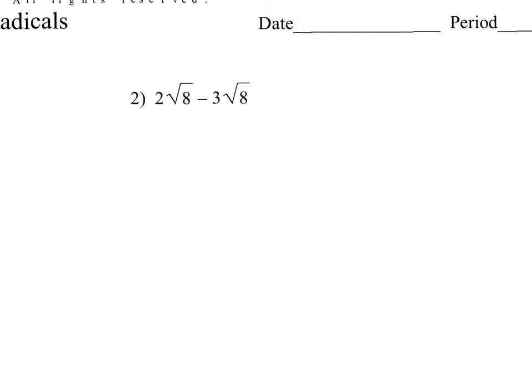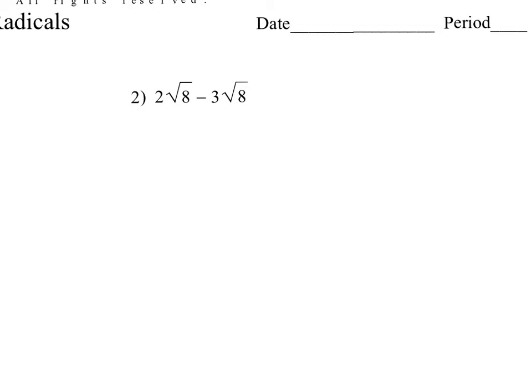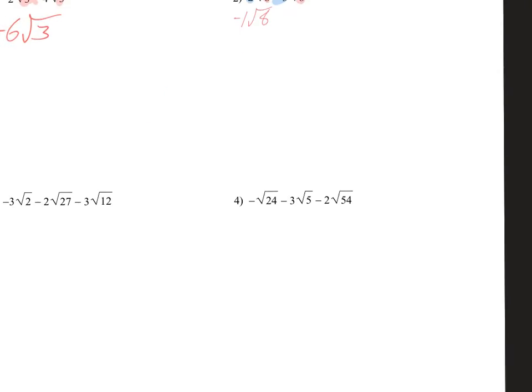For the next one, same thing again. So 2 minus 3 is -1, radical 8 again. Because you put together the things that look the same on the inside, so those just stay a radical 8, and then you add or subtract 2 minus 3.